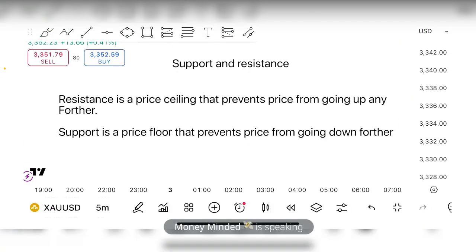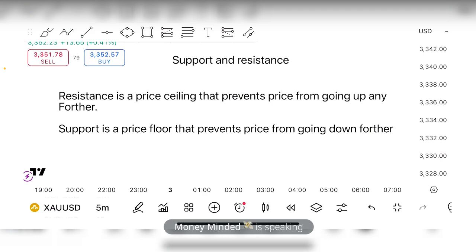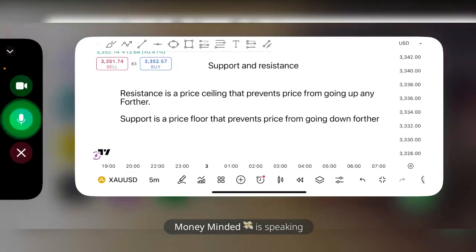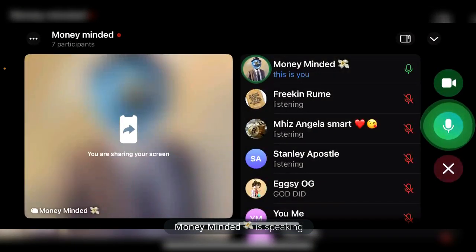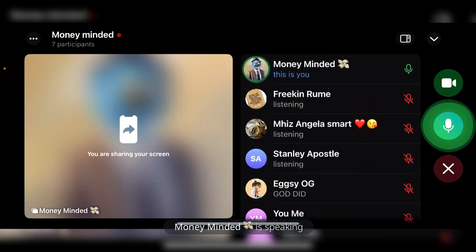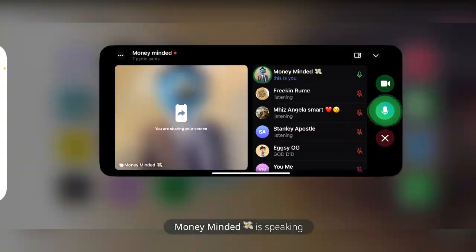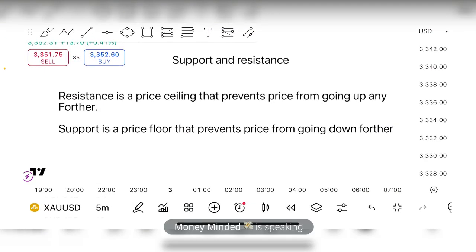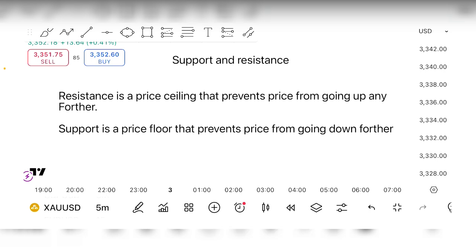So that is simply support and resistance. Support is the price floor, resistance is the price ceiling. You can also imagine yourself in a battle: your enemies are your resistance, your allies are your support. Like I said, support can become resistance, resistance can become support. I will break this down for you.